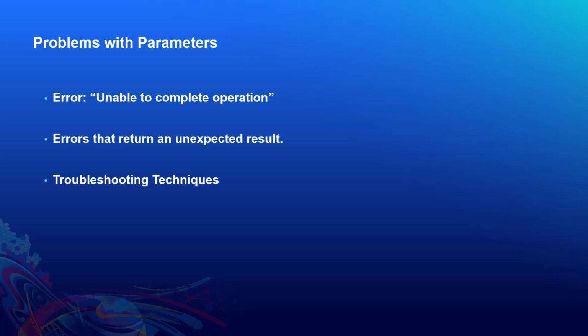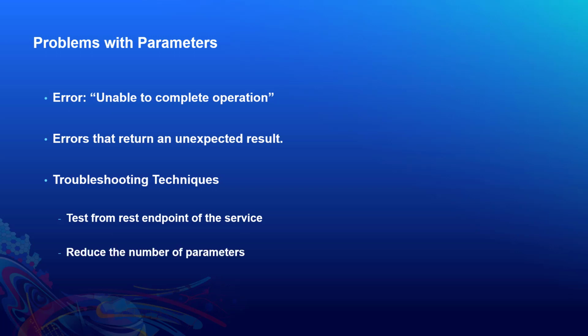A couple of good techniques to use when troubleshooting parameters include testing from the REST endpoint of the service. If the ArcGIS server service directory is enabled, you can run the operations of any of these tasks outside of your application. One good technique is to take the parameters from the request the application makes when executing the task and testing them at the REST endpoint. When troubleshooting tasks that have many parameters, reducing the number of parameters can help eliminate variables or reveal the issue as they are removed. Let's take a look at a demo.